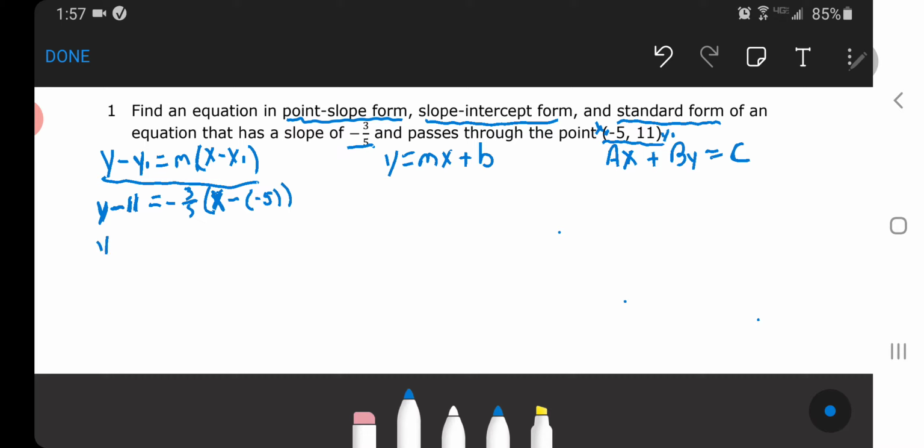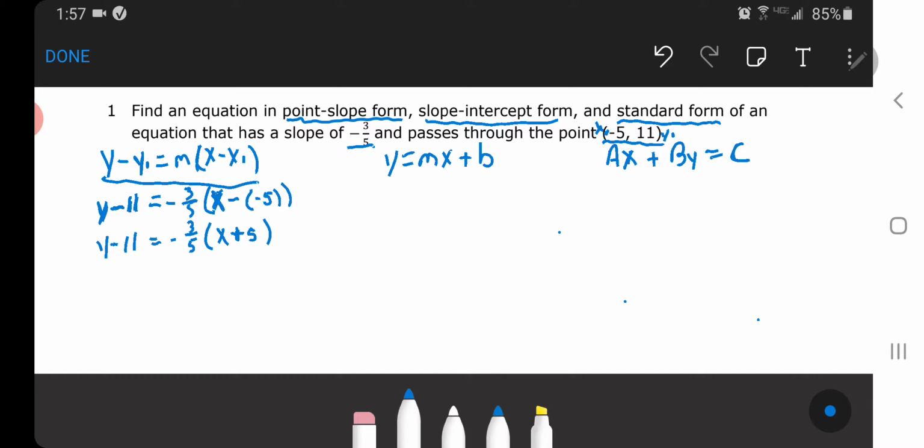Go ahead and rewrite this as y minus 11 equals negative 3/5 times x, and minus a negative 5, of course, because minus a negative is a positive, so plus 5. Okay. So that is our point slope form of the equation. And that's it. Just plug in the point, plug in the slope if it's given to you.